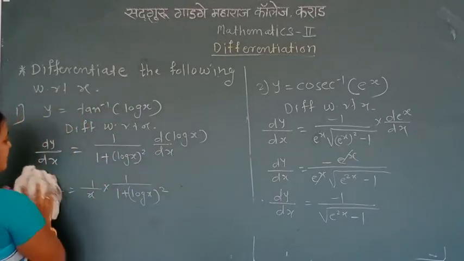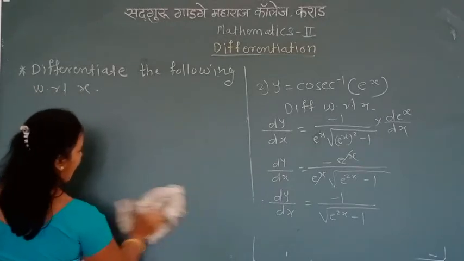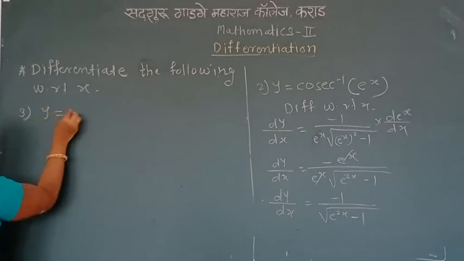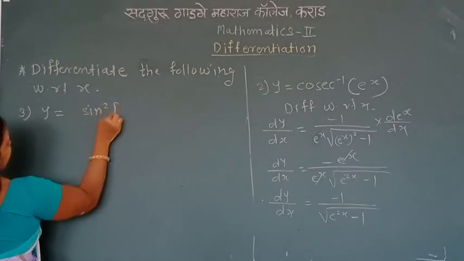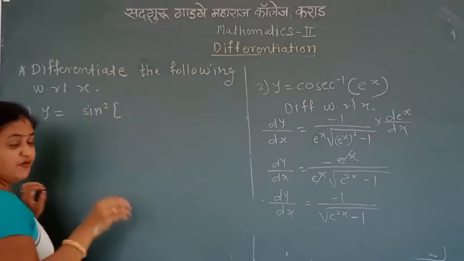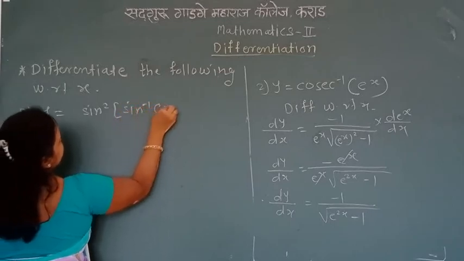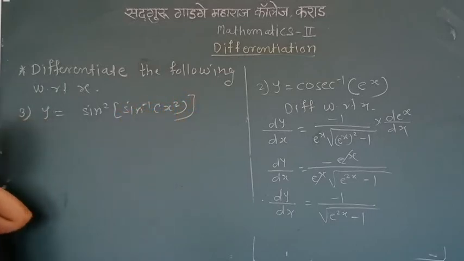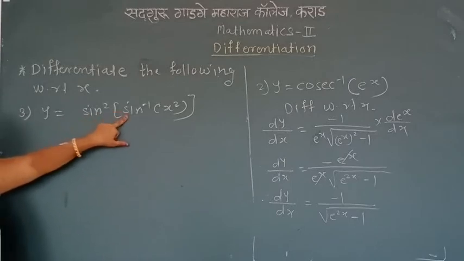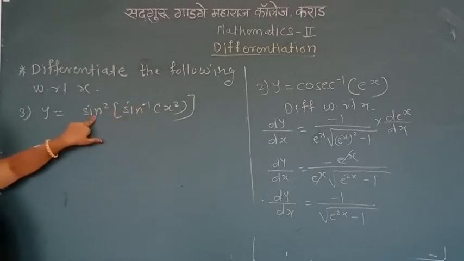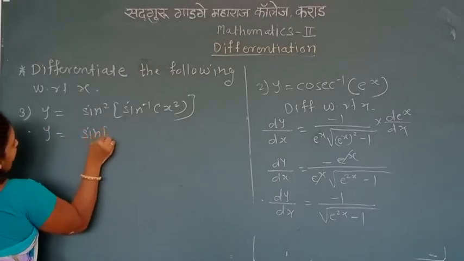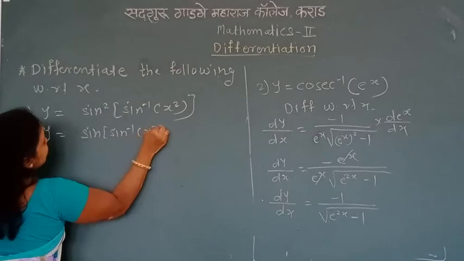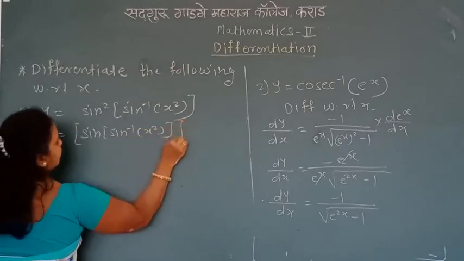Similarly, we can solve the next example. Third example, y is equal to sine square of sine inverse of x square. Correct? Sine inverse of x square. So again, this is a composite form. First, sine of sine inverse of x square, here sine square. So we can write it in standard form: y is equal to sine of sine inverse of x square, whole square.